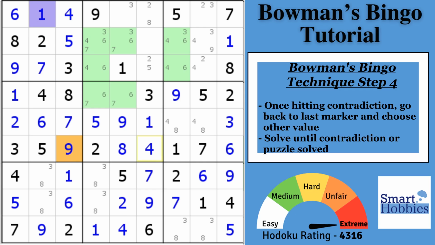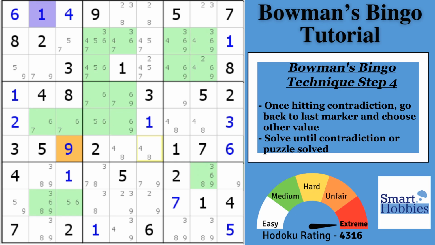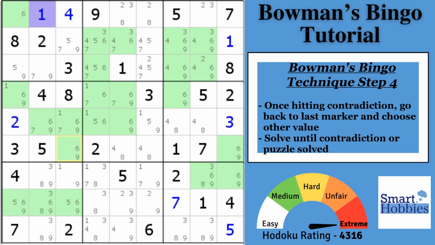So now what you're going to do in step 4 is you go on back here all the way to our first marker. We evaluate this can't be a 6 or a 9. So I can remove this as a marker, go all the way back so we mark this as a 1. And we know this has to be a 6. It has to be a 6. A 1 creates a contradiction puzzle no matter where we go.